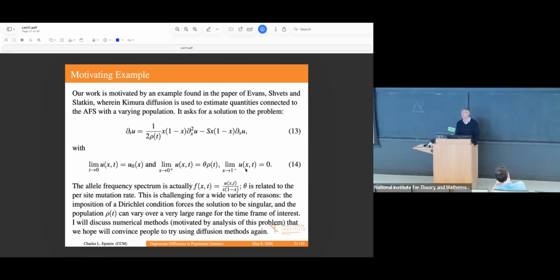Now, this came from some research that people were doing when they were trying to understand what proportion of the human genome comes from Neanderthals. And it all had to do with estimating population models. How did the population of these two groups change over time? And they needed to solve this problem.